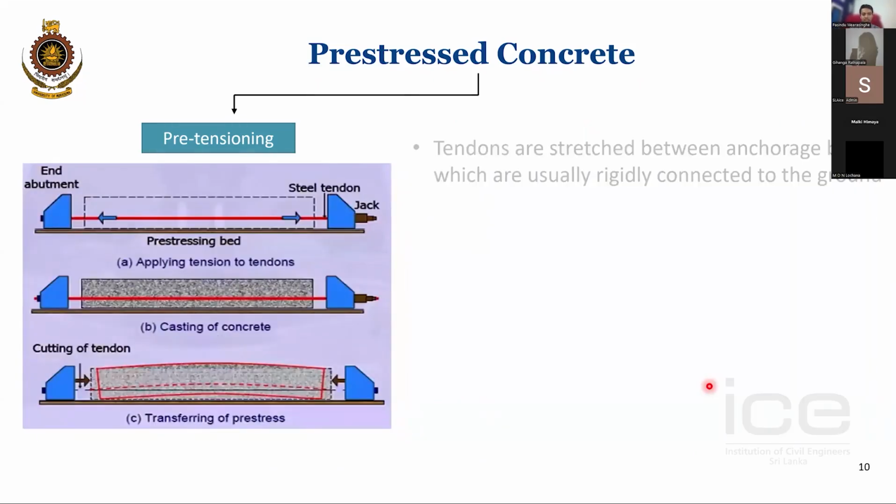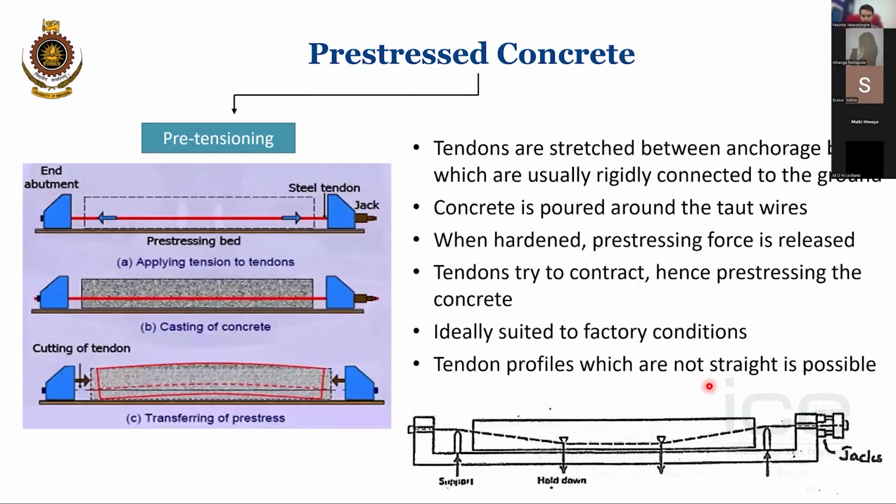So pre-tensioning, I have explained all of this. Ideally, this is suitable for a factory condition because you can have the strand very long and have multiple members within the strand. And once you do the concrete, you can cut everything. So within one or two anchor blocks, you can have multiple elements. This is more suitable for off-site or factory construction. And tendon profiles which are not straight are also possible, because if you have hold-downs and supports like this and jack it, then even if you stretch it, the tendon will have a parabolic shape. Right?